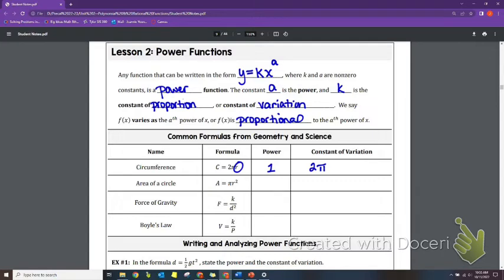Okay, area of a circle, which is a equals pi r squared. The power is the 2, because r is our variable. And the constant of variation is the constant in front of it, so it's just going to be the pi.